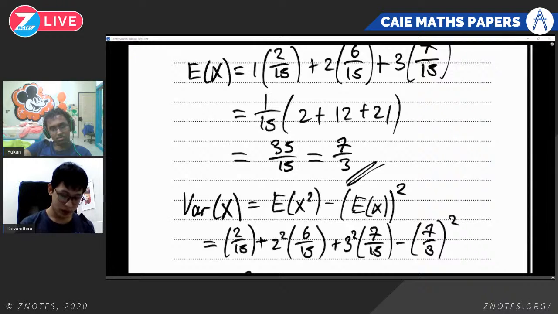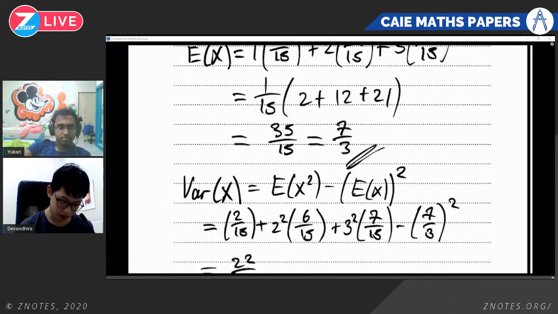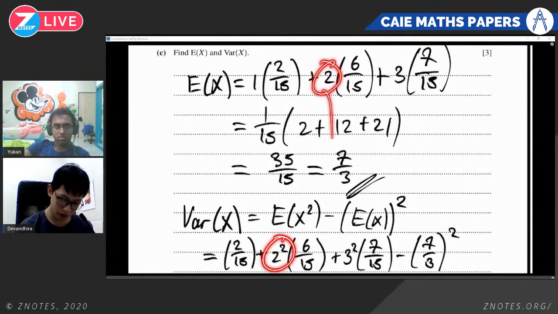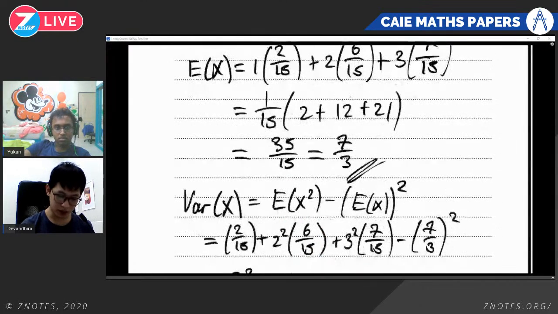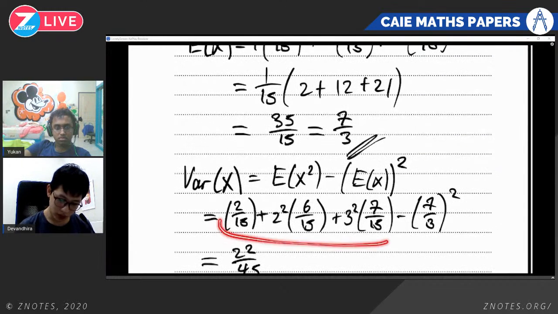So instead of simply multiplying their x values, you have to square the x values first, then multiply them, which is why I have a 2 squared here. This used to be a 2, but because it's x squared, it's 2 squared multiplied by the corresponding probability, and the same thing for 3, it becomes 3 squared. If it's E of x cubed instead of x squared, then you just have to cube it. That's it. So once we did this, we have to subtract the square of E of x.